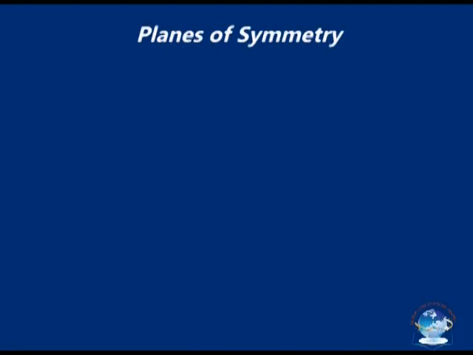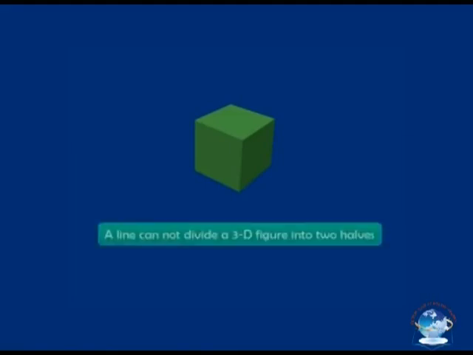Next, planes of symmetry. Now, we have seen that some plane figures have lines of symmetry. Consider a 3-dimensional solid like a cube. Can you locate a line that divides the figure into 2 equal halves? None. In fact, no line can divide a 3-dimensional solid into 2 halves. Only a plane can divide a 3-dimensional figure into 2 halves, and such a plane is called the plane of symmetry.